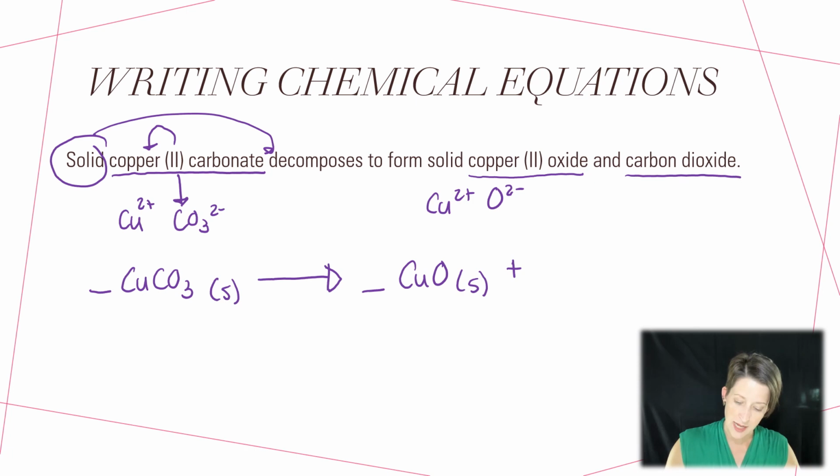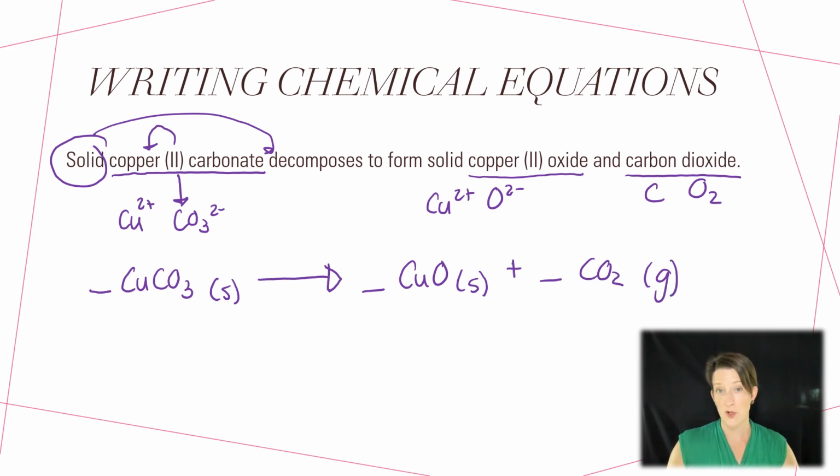Carbon dioxide is a molecular compound. So that's carbon, di means we have 2 oxygen. So it is CO2. I didn't give you the state of matter for CO2, but you should know the state of matter of CO2. It is a gas. All right? So now I have written my chemical equation, but we're not done. We've got to make sure it is balanced as well.